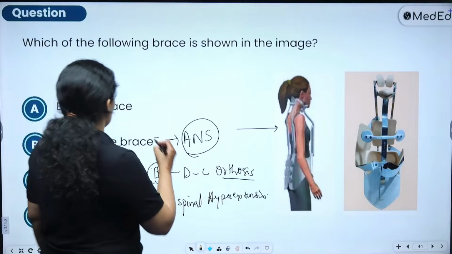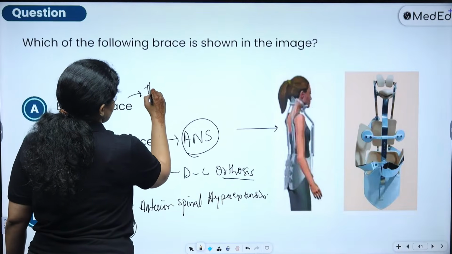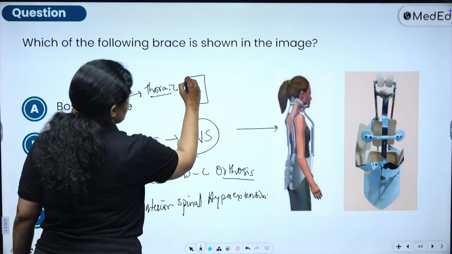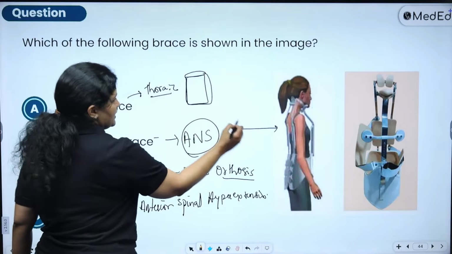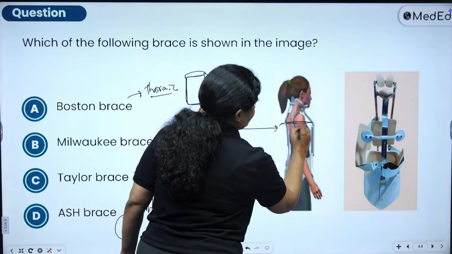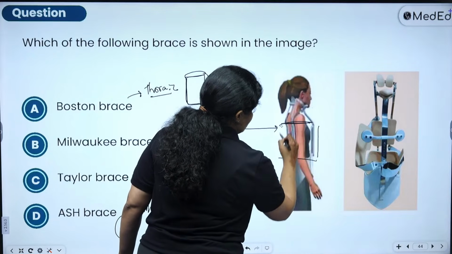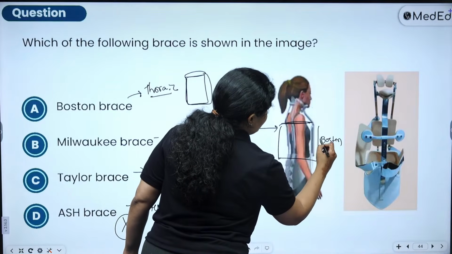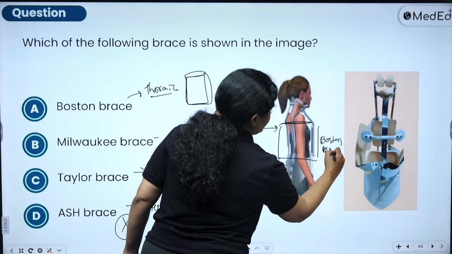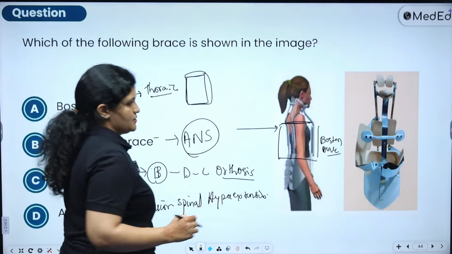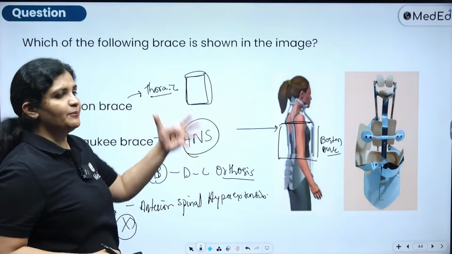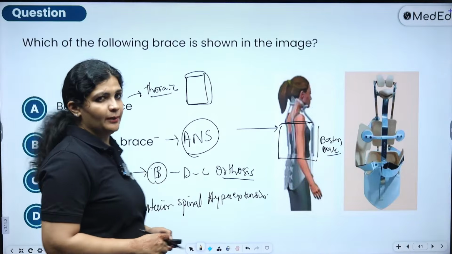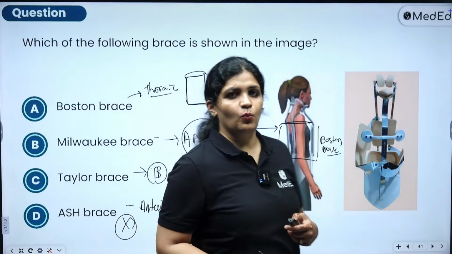Cervical and thoracic. What is the Boston brace? Boston is mainly for thoracic. It is present as a thick compartment extending only up to this level, from here to here. This is your Boston brace. If you see something only below the shoulder level, that is your Boston brace. But if it extends up to the high occiput and supports your chin, then that is your Milwaukee brace. Yes, the answer is the Milwaukee brace.